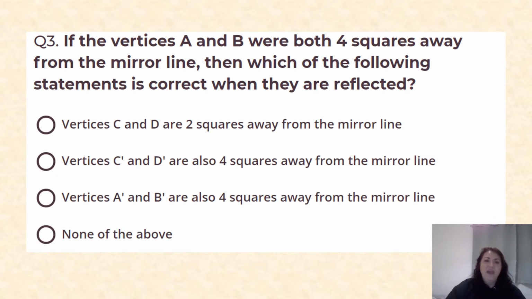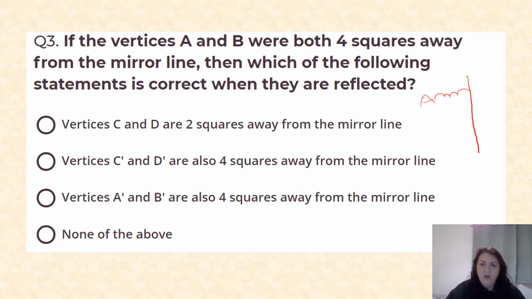Oh, this is a long one. If vertices, that's corners, if vertices A and B were both 4 squares away from the mirror line, then which of the following statements is correct when they are reflected? Right, what I might do to start me off is I'm going to draw a mirror line. I'm going to do a vertical mirror line. A and B are both 4 squares away. Okay, 1, 2, 3, 4.